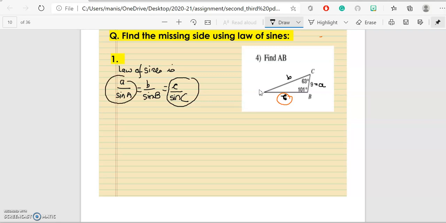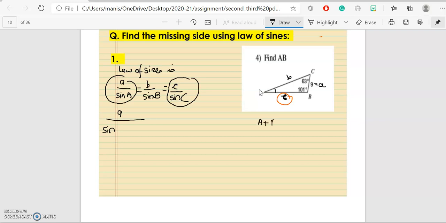So let's start entering the values. What is the value of lowercase a? That's your 9 divided by sine of A. Do you see the value of uppercase A? No. So how can you find this uppercase A?